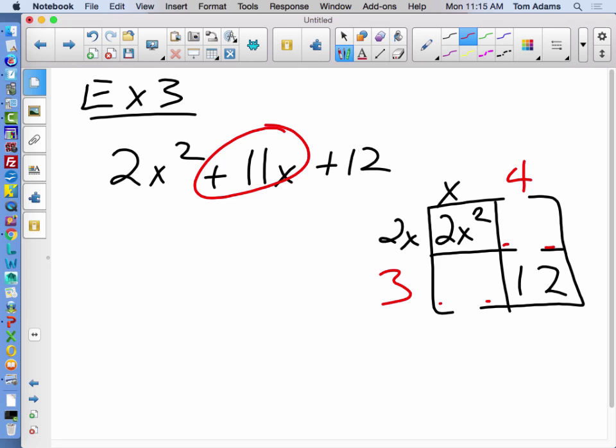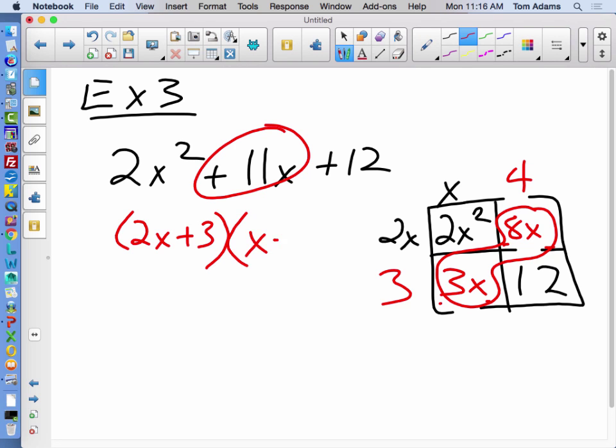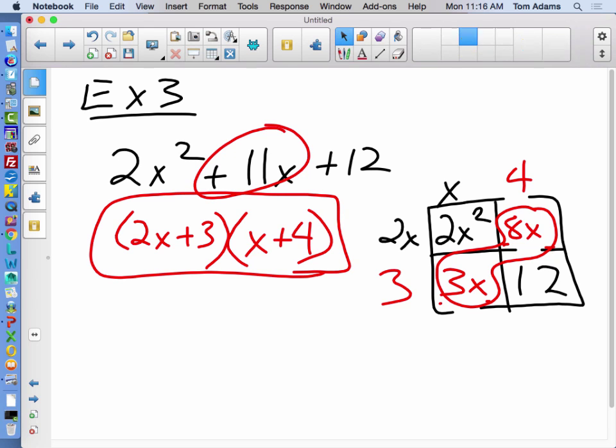Well, now 4 times 2x is 8x. 3 times x is 3x. What happens? 11. You get a magic number. Now it works. So now I'm going to write 2x plus 3 times x plus 4. Boom, we're done.